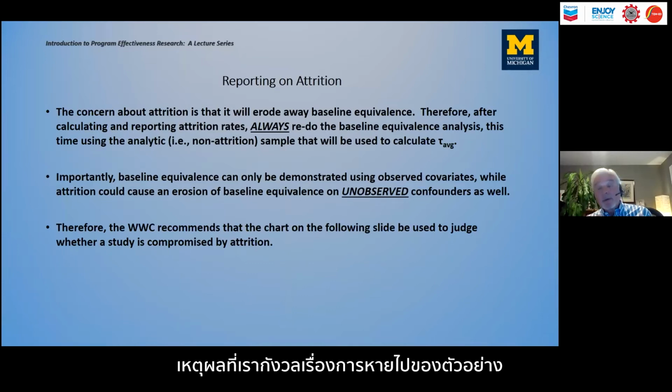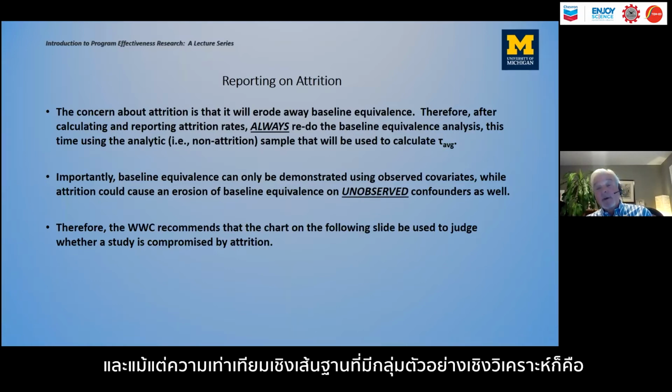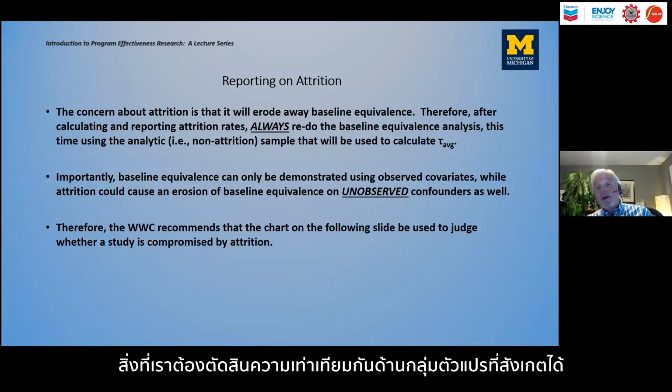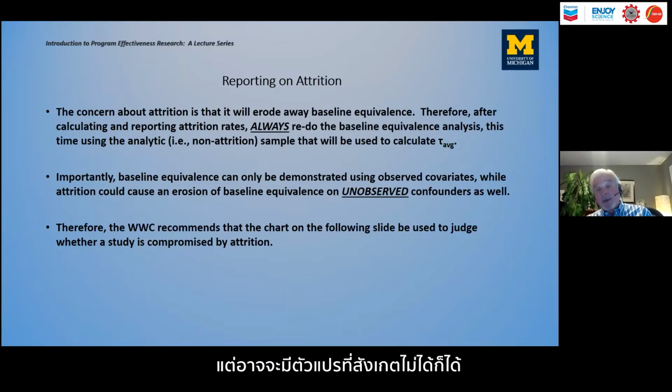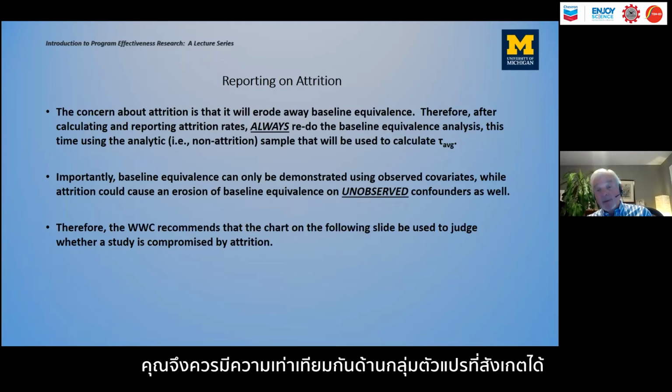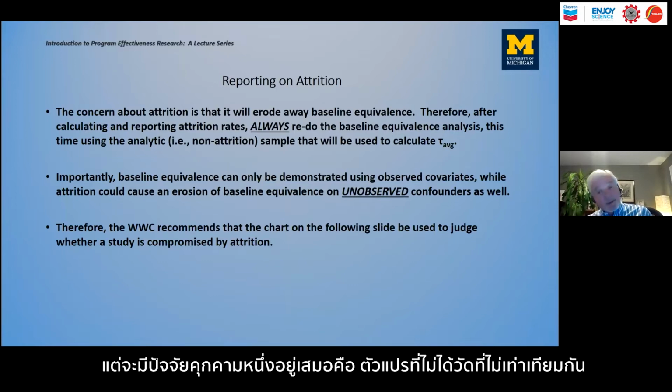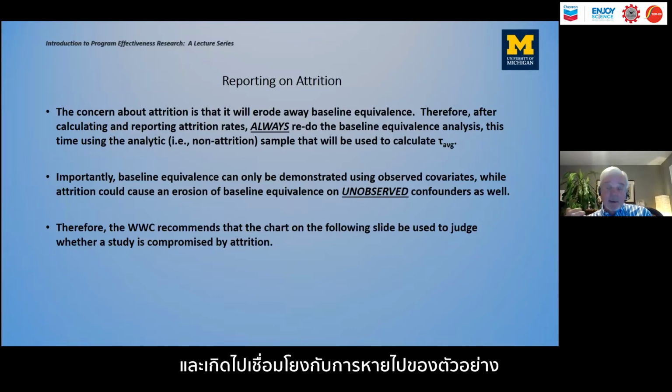The reason we're concerned with attrition, even after we have shown baseline equivalence, even baseline equivalence with our attrited sample, is that all we have to judge equivalence is observed variables, but there could be unobserved variables. So you could have equivalence on observed variables, but there's always a threat that there are unobserved variables that are not equivalent and that were somehow associated with attrition and are therefore biasing your study.